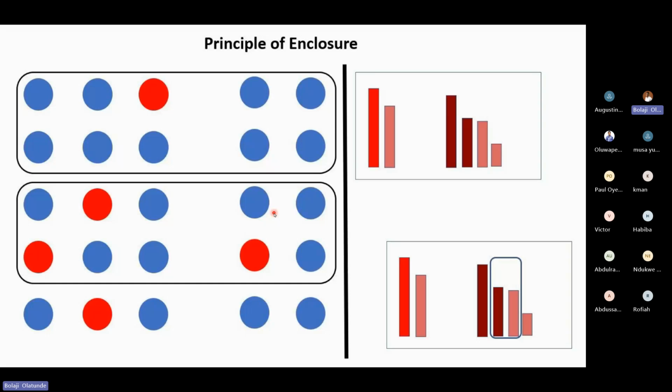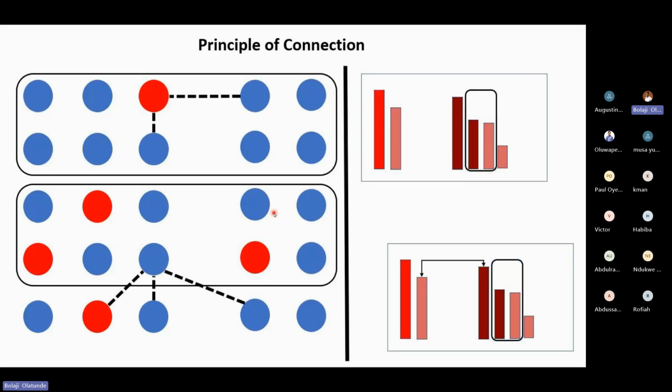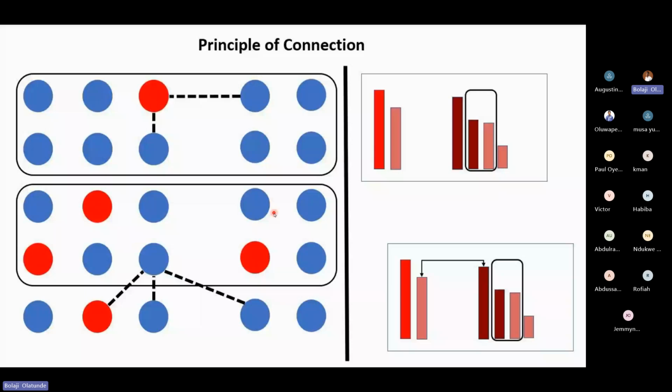And then the principle of connection is this: when things are connected by lines, we tend to associate that there's a relationship between them. The relationship could be direct. It could mean that maybe there is a subset of this, but just drawing lines between objects would almost make you think that there's a relationship between them.